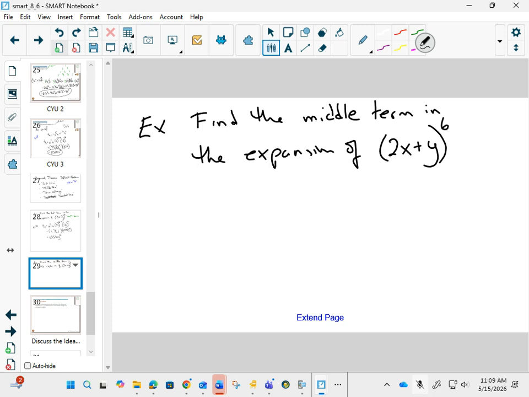How many terms do we have here? 7 terms. Number 1 mistake with middle term questions is people find term 3. If you have 7 numbers, which is the one in the middle? 4, right? 1, 2, 3, 4, 5, 6, 7. 4 is the one in the middle. 3 on either side, 1 in the middle. This is what makes it a little bit harder. You have to know you're finding term 4.